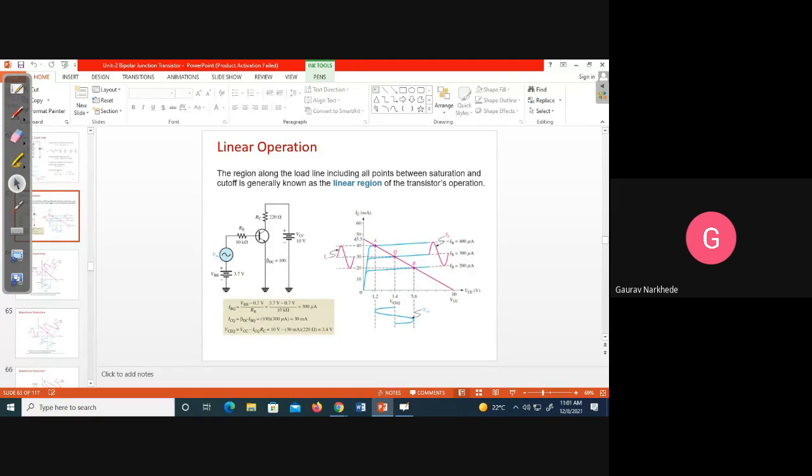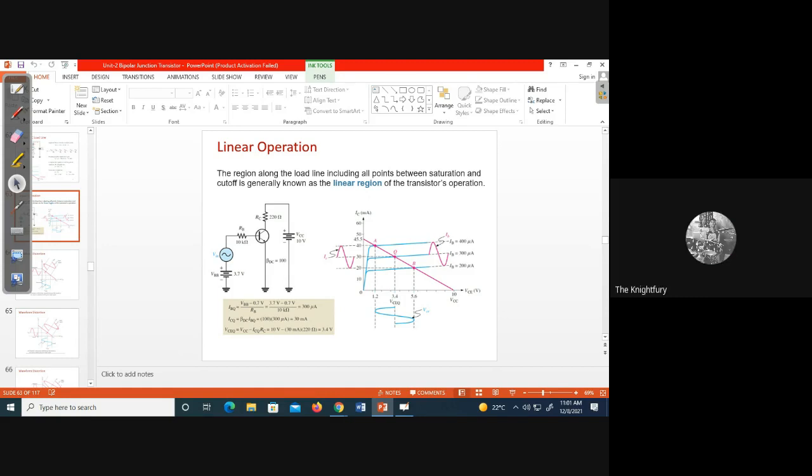So I can say linear amplification means, for input 1 volt, output 2 volts; input 2 volts, output 4 volts; input 3 volts, output 6 volts, right? So with respect to input, your output is linearly increasing. So what is linear operation? I can say linear operation is nothing but when your transistor gives an output which is linear with respect to the input, correct?